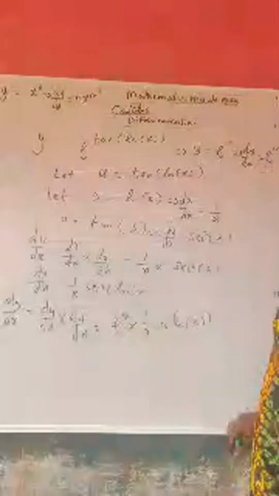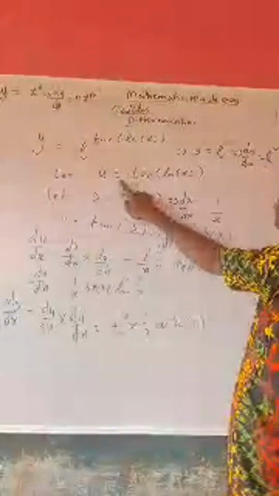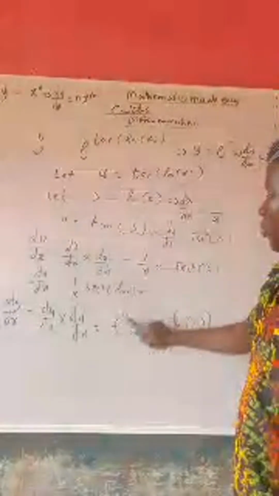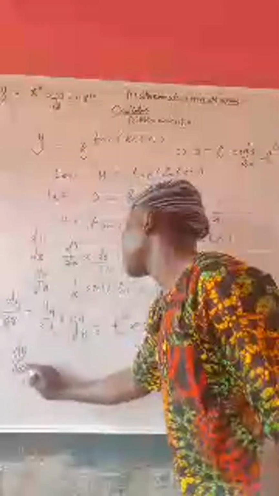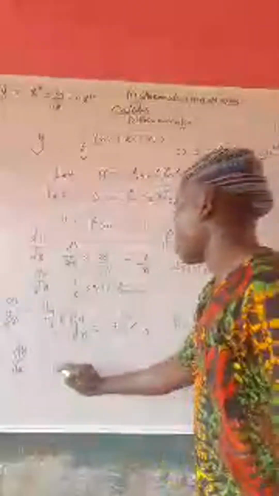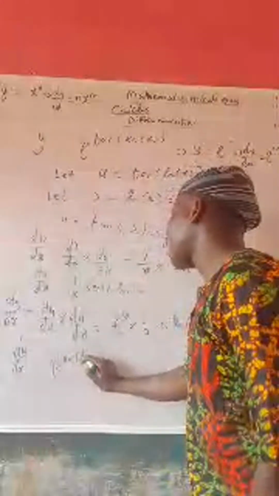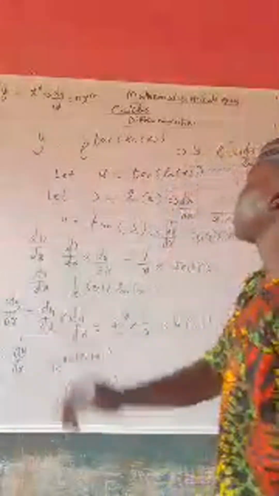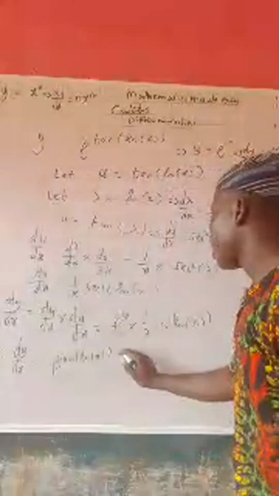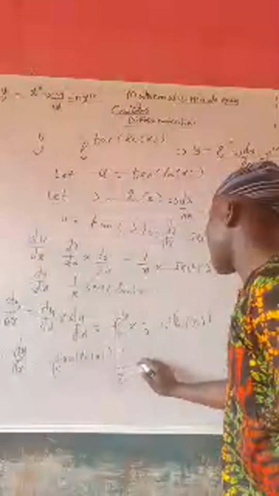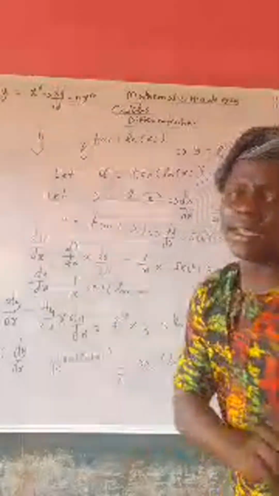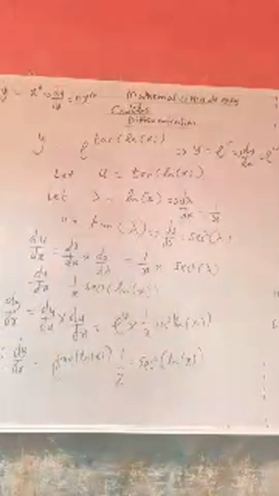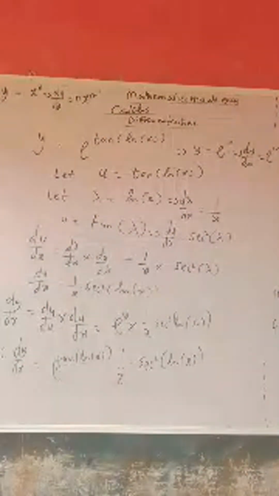Alright. Now, what is u? u is tan x ln x, so you put it there. Therefore, dy/dx equals e raised to the power of tan(ln x) multiplied by 1 over x multiplied by sec squared(ln x). That is that. You can see, very beautiful and straightforward. I hope you are getting it.